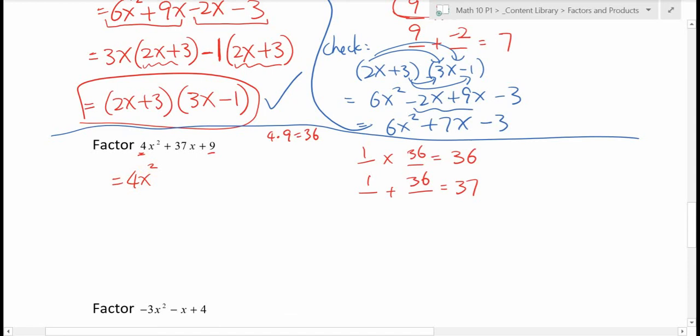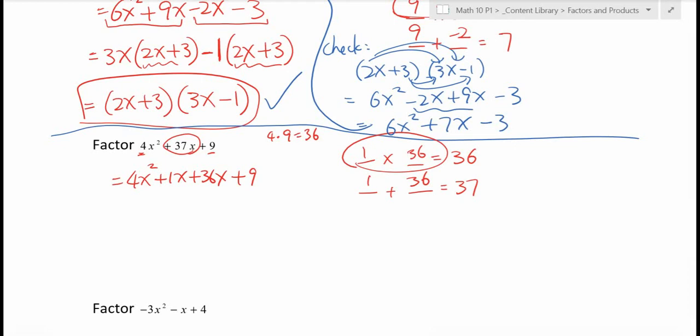Now you might ask, does it matter if I write plus 1x first and then plus 36x, or plus 36x first and then plus 1x? It turns out it does not really matter, okay? And again, the plus 1x plus 36x came from the two numbers we got. That is how we're going to break 37x into two terms. That's how we're going to decompose it. All right, and then we're going to factor by grouping after the first step.